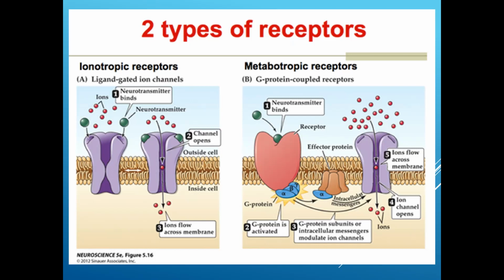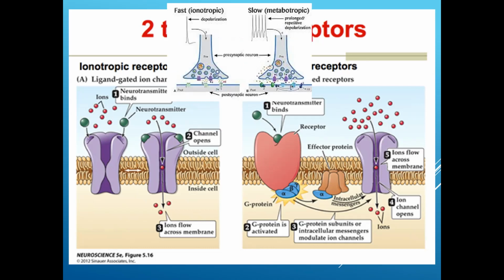So you can think about this. Which one's going to be fast? And which one's going to be quite a bit slower, like 1,000 times slower? One's going to be working in like a millisecond, and the other one's going to take like a second or maybe 5 seconds. So this picture at the top shows, of course, the ionotropic is super fast. It binds and boom, as soon as it binds, you've opened the channel. Whereas the metabotropic is much slower because it binds, we have to go through a couple steps.